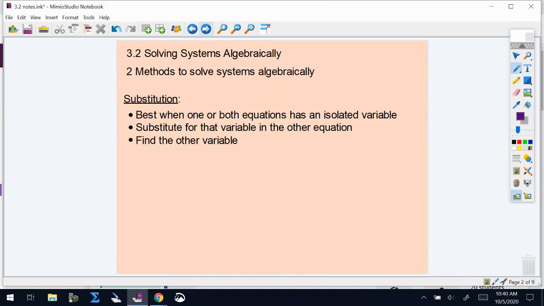So first, let's just talk about what the methods are. We're going to do one method at a time. So 3.2 is solving systems algebraically. There are two methods to use algebra to solve. The first method, and the one this video is focused on, is called the substitution method.